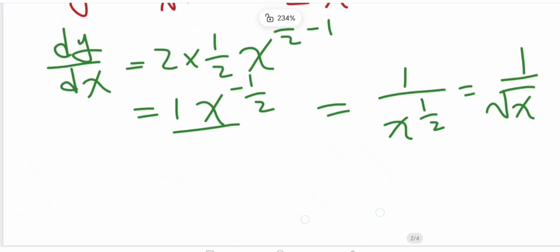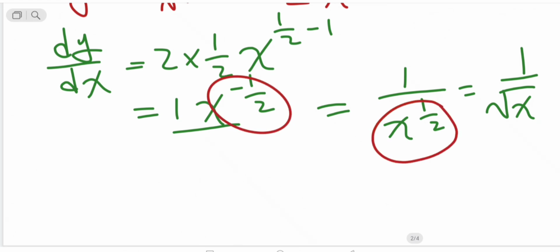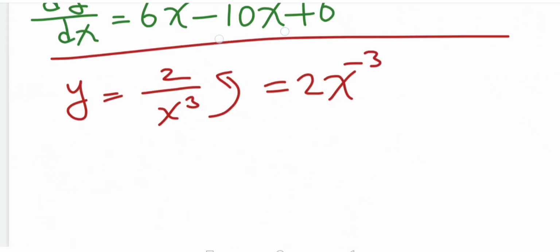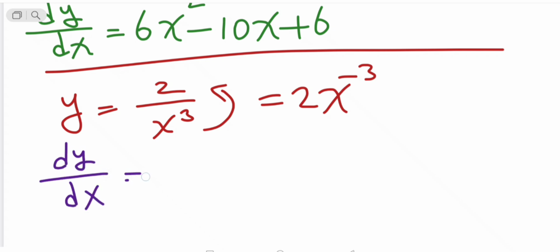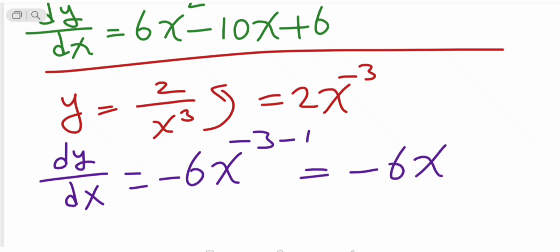Same thing we did here. It was power negative 1 over 2. When you bring it down, it became positive 1 over 2. So same thing here. It was a positive denominator. When it went up, it became negative. So now find the derivative. dy over dx. Power multiply with the coefficient. So minus 3 multiply 2 is minus 6. x power minus 3 minus 1. So minus 6 x power minus 4. This is our answer. But this is not the final answer.